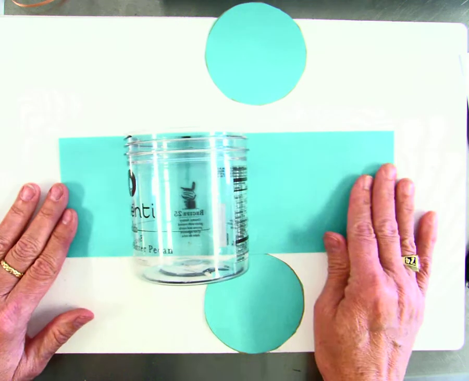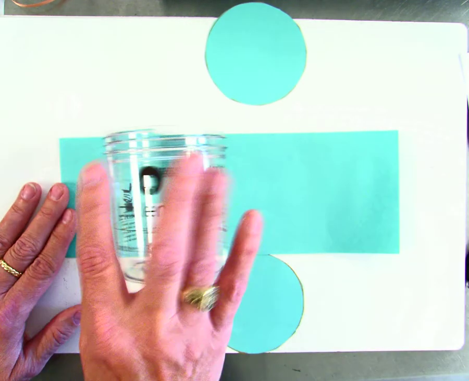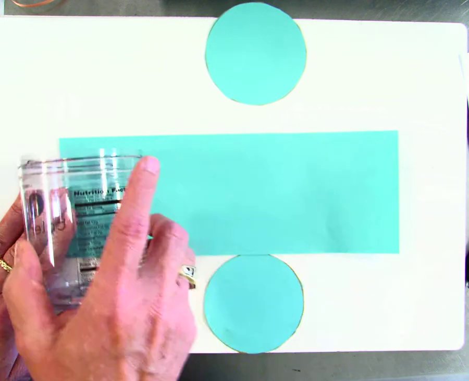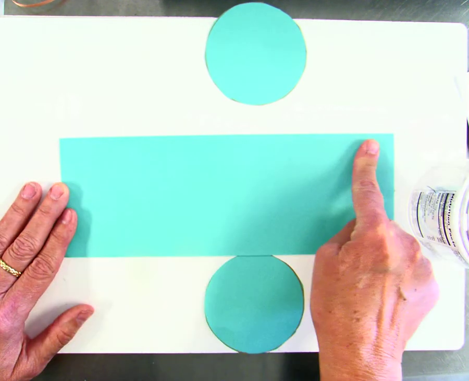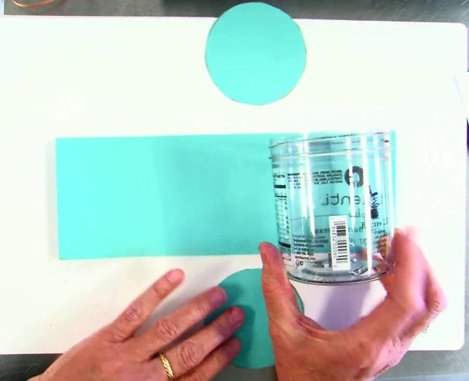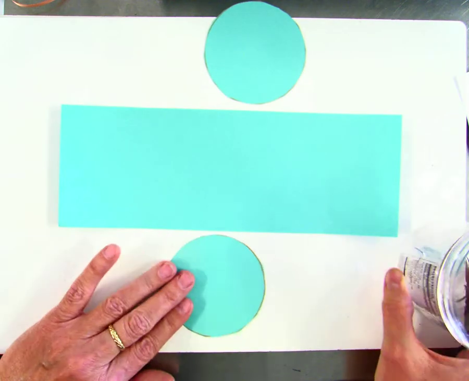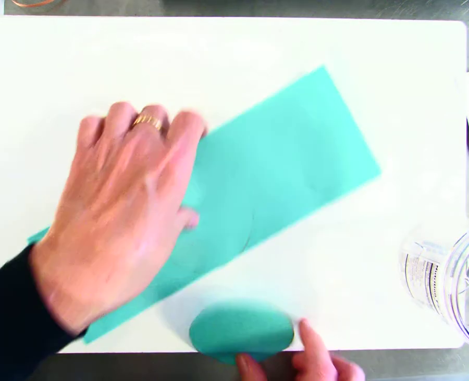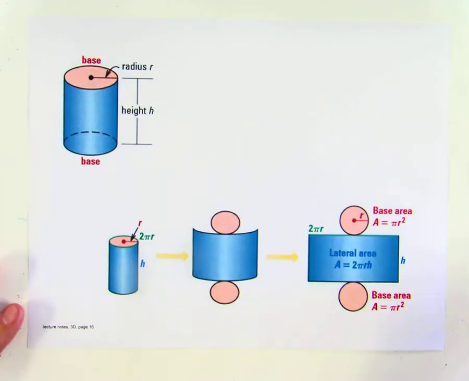So when we take the label off and lay it out as a rectangle, we see that the circumference of the cylinder is the same as the length of the rectangle. And again, the width of the rectangle was the height of the cylinder. And we have the lid and the bottom to complete it. That's in a picture here where you can see it.